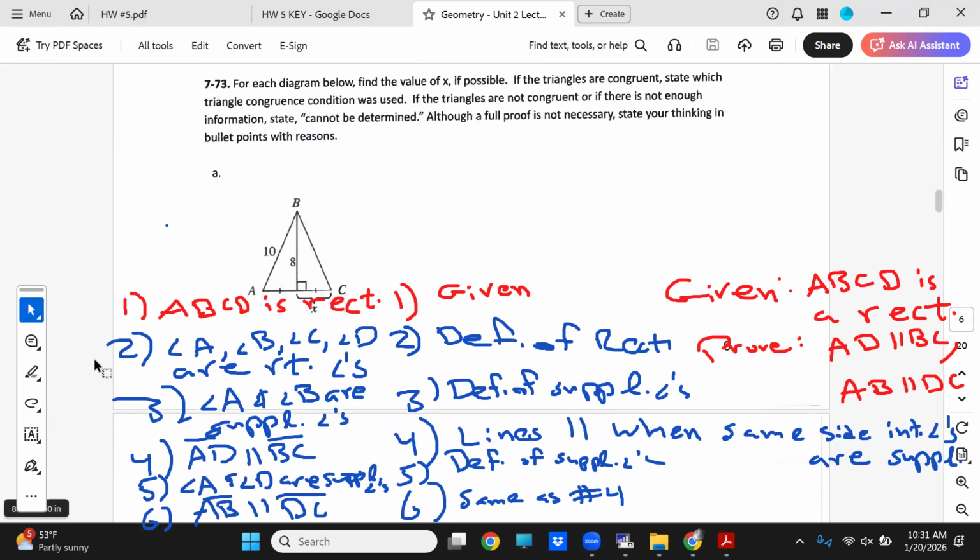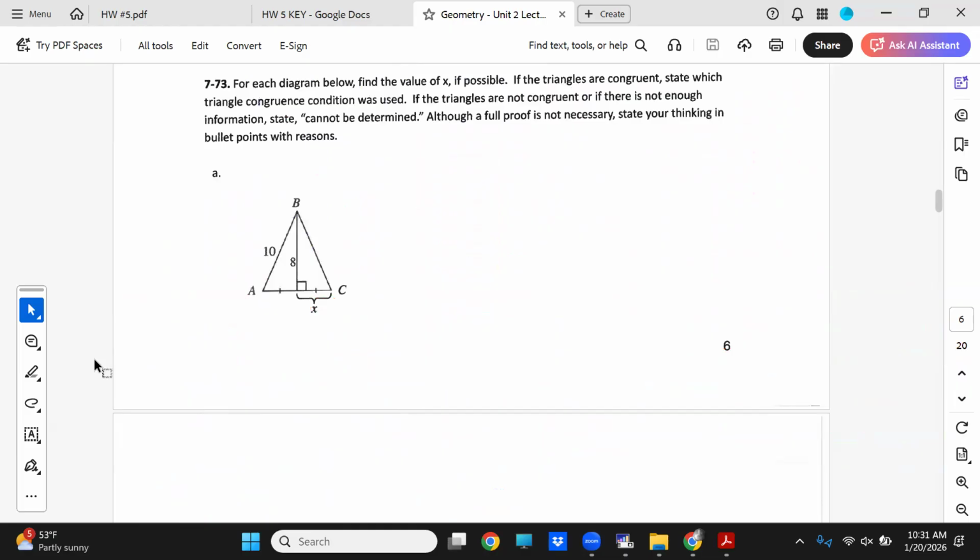I could check. All right, let's keep moving. Okay, all right. This one I like a little better, because I don't want to do any more proofs for a little bit.